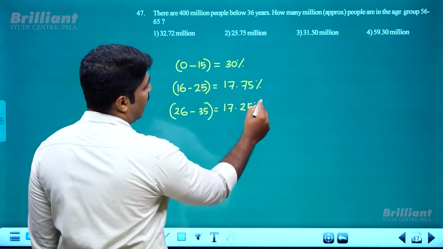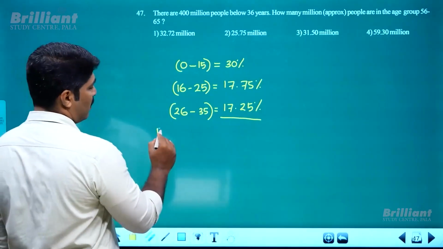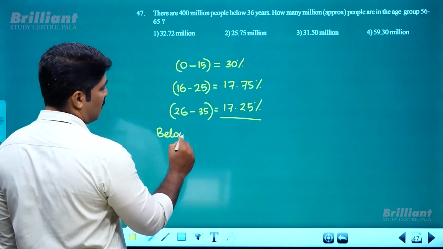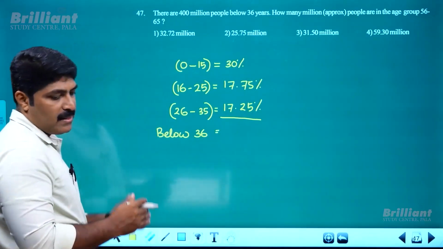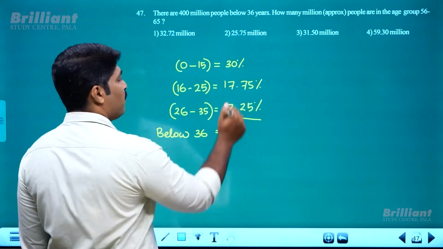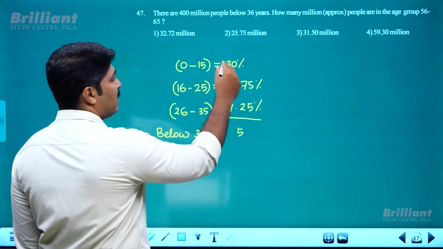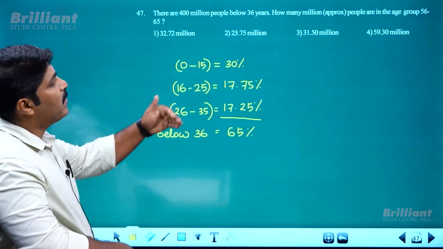So while we are adding all these values, that is below 36, what will we get? This is equal to 1. So 14 plus 1 is equal to 5. Then 5 plus 1, that is 65%. This is the age group below 36 years.